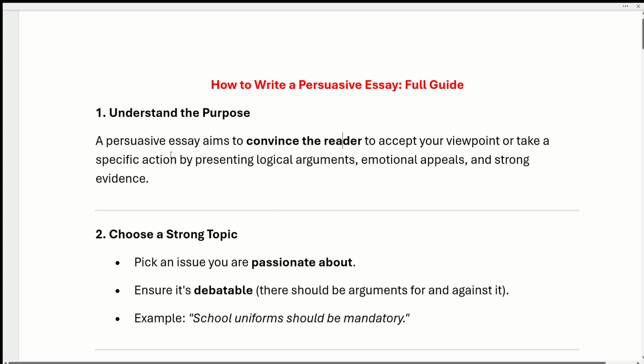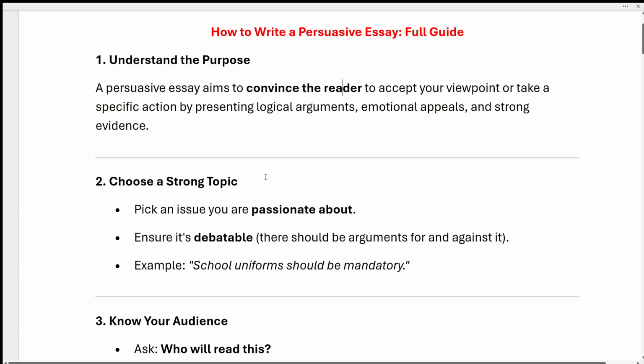So let's get started. The first thing to understand about writing a persuasive essay is to understand the purpose of it, to understand the reader or the marker. In terms of understanding the purpose, the reason we write a persuasive essay is to convince the reader to accept our viewpoint or to take a specific action by presenting logical arguments, emotional appeals, and strong evidence. There's a proper structure to it that I'll go through towards the end of the video, so just stay tuned.